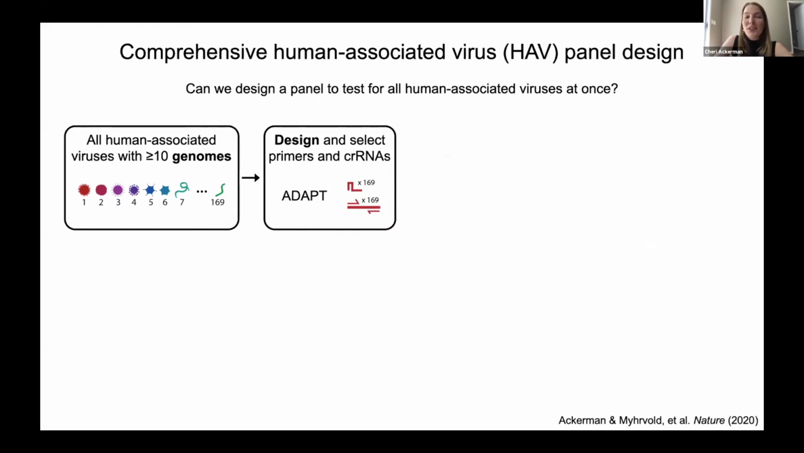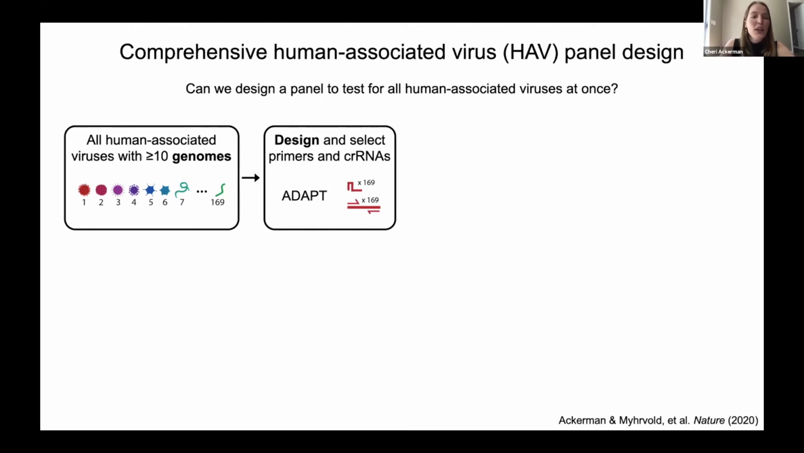So I don't know about you, but when I have a technology that could possibly be comprehensive, I get a little competitive and want it to actually be comprehensive. So we thought, could we design a panel that would test for all human-associated viruses at one time? What would it take to do that?